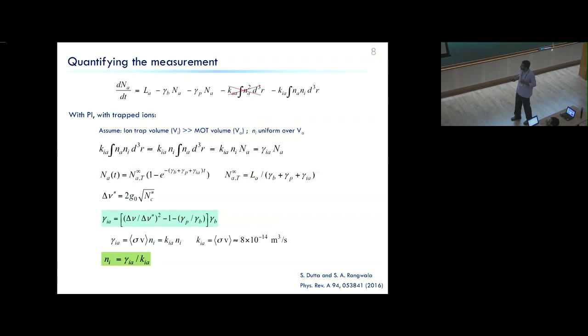We know from theory that this gamma IA is related to the cross section, the velocity, and the density of ions. And from theory, we know what the value of sigma v is, which is about 8 times 10 to the power minus 14. So if we use this expression, we can find out what the local density of the ions Ni is. It's just gamma IA divided by K IA.